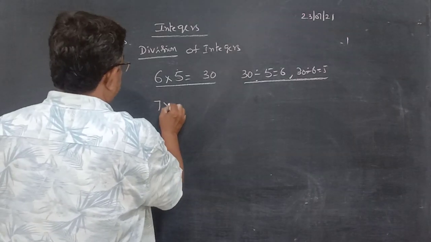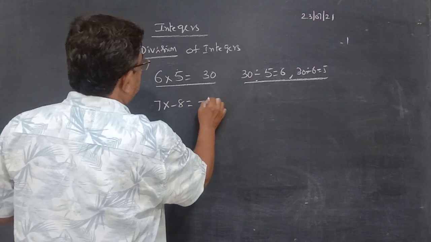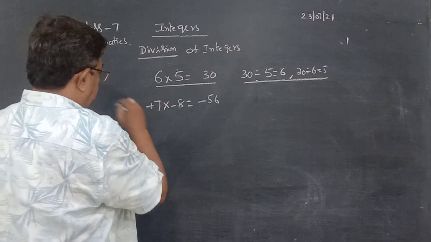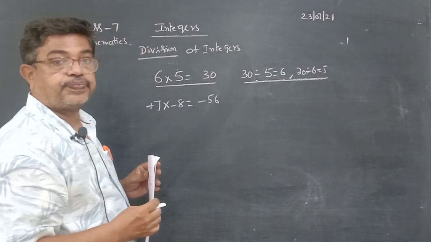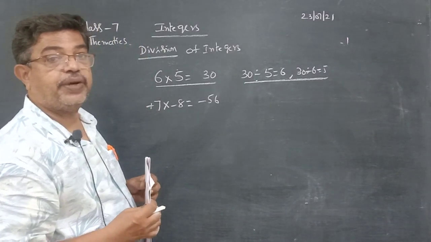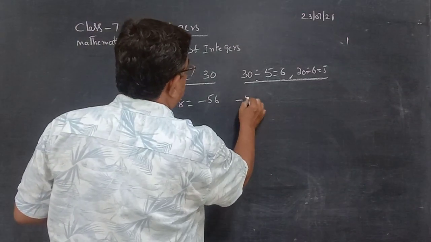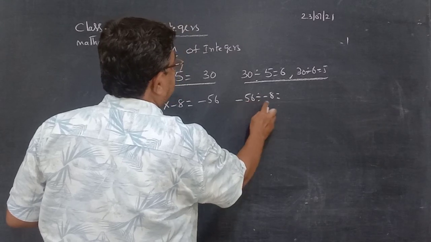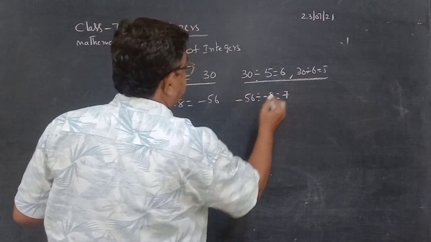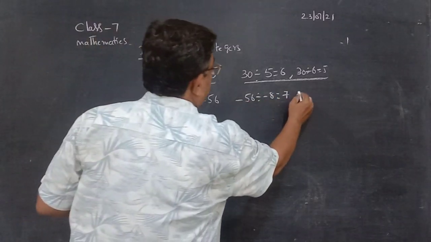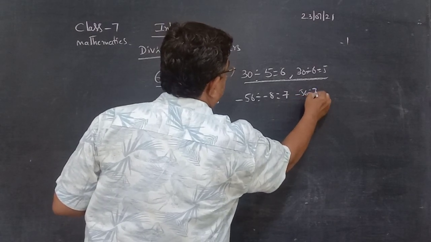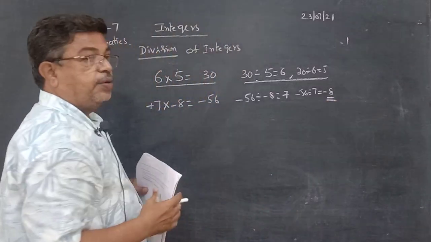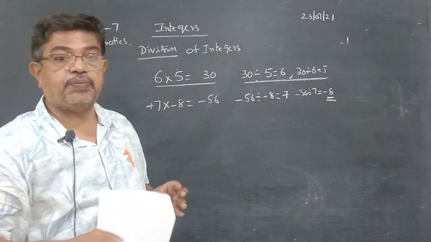Suppose you take 7 into minus 8. It is minus 56 because 7 is positive and 8 is negative. 7 into minus 8 equal to minus 56. Now, minus 56 is divided by minus 8. Both the integers are having the same sign. Therefore, it is positive. You got plus 7. Now, minus 56 is divided by 7. One is negative, the other one is positive. The answer is negative. So, in multiplication or division, you have to remember one point.